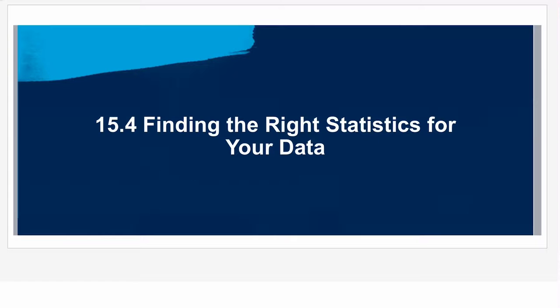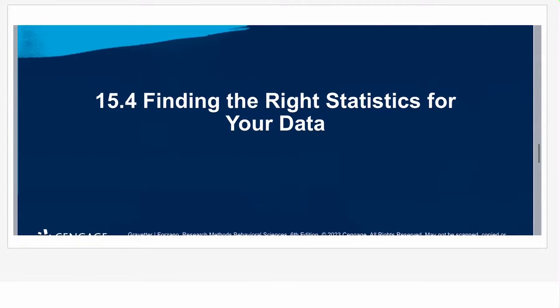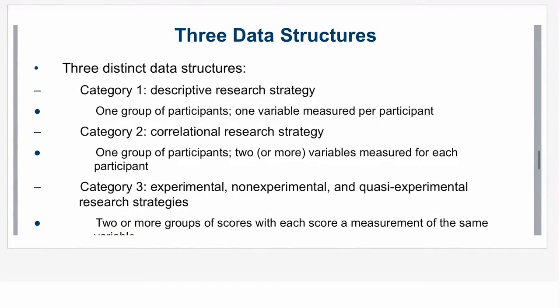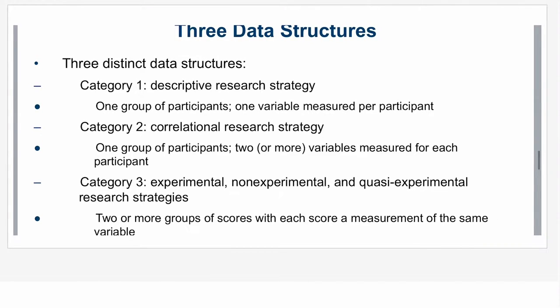Remember, all the way back in chapter 6, we talked about how the five basic research strategies produce 3 distinct data structures. And so we're going to skip this slide and we're going to come back to it. So there's 3 basic data structures. We have category 1, which is descriptive only, right? There's one group of participants, there's one variable you're measuring per participant, and your goal is just to describe. We just talked about that in chapter 13, okay?